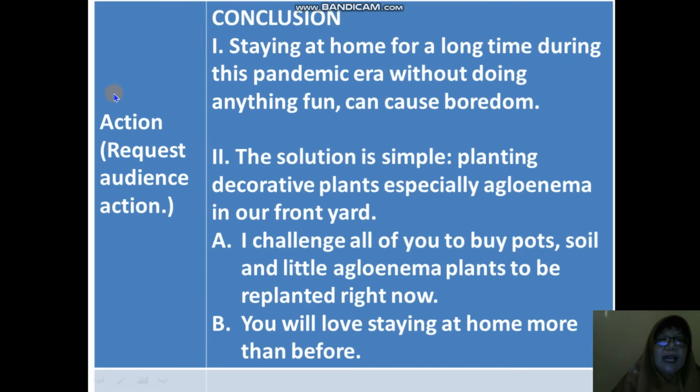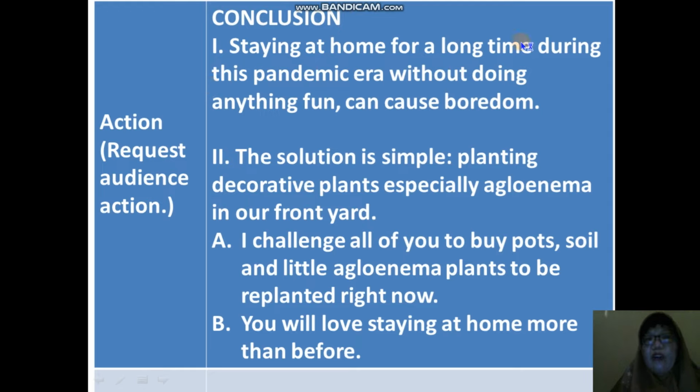And the last element of this sequence, motivated sequence, as one of the patterns of organization in the persuasive speech is action. Here we request audience action. It is included in conclusion. I have 2 main ideas here.